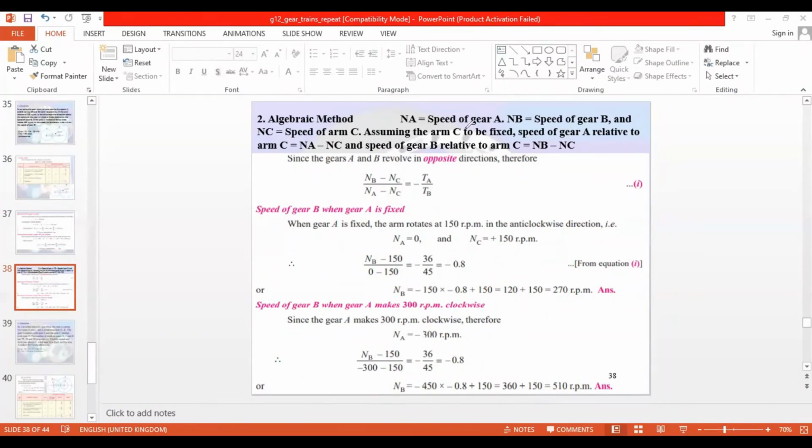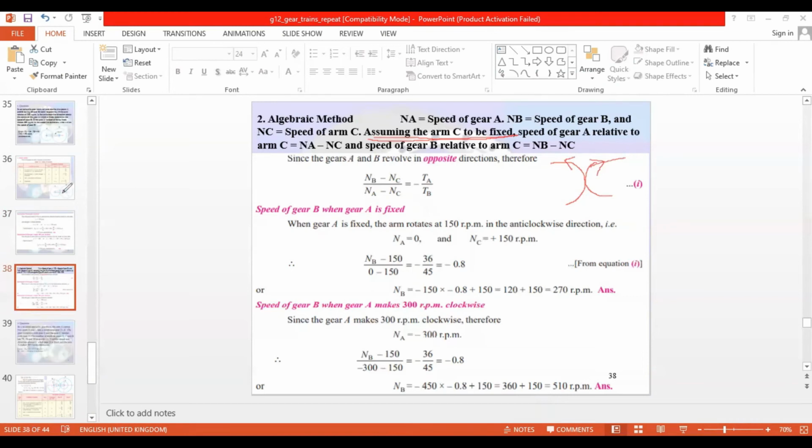We already know that if we are fixing C, and gear A is considered relative to gear B, then the speed is given by NA minus NC. And speed of gear B relative to arm C is equal to NB minus NC, since we are assuming the arm C is fixed. Since the gears A and B revolve in opposite directions, as they are acting as simple gears, they are going to rotate in the opposite direction. So if A is rotating this way, B is going to rotate this way.